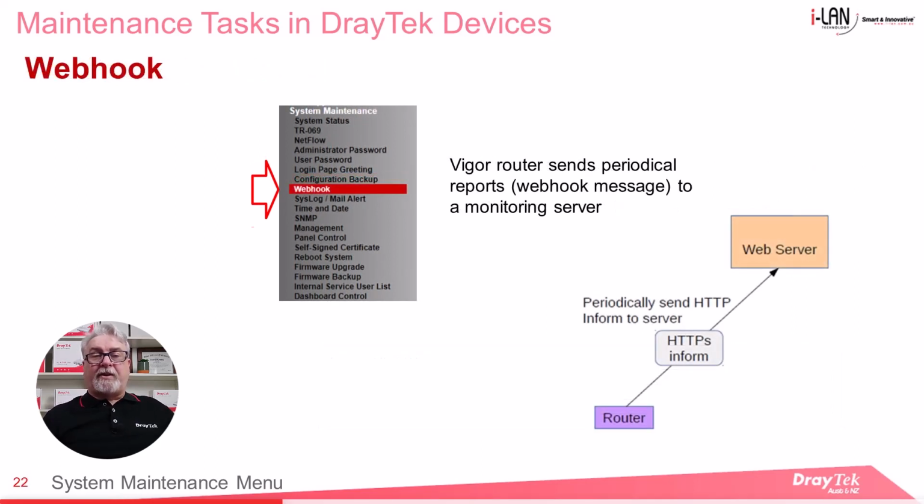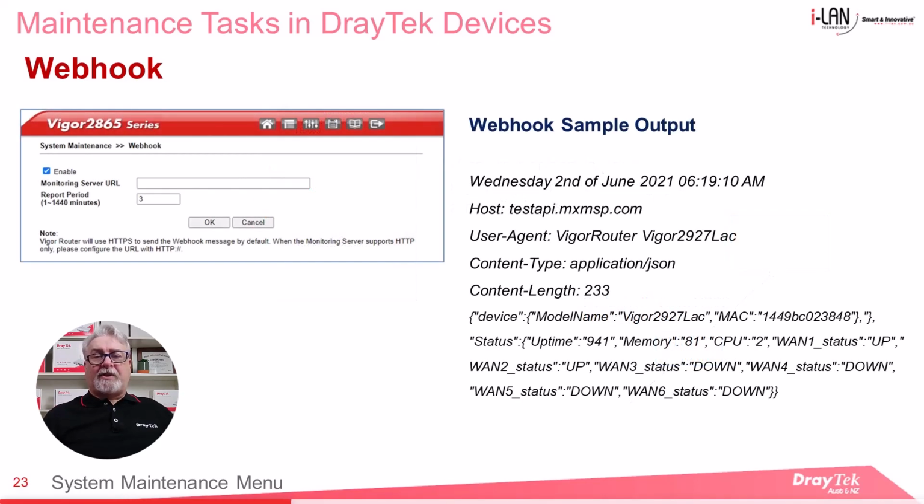Webhook is a new feature that has been added. It allows the Vigor router to send periodical reports, that is, webhook messages, to a monitoring server. The information sent includes the router model, MAC address, uptime, memory and CPU usage, and WAN status. Here we have a sample of the type of output you can see using Webhook. In the router, it's just a matter of enabling this function and specifying the server URL to receive the reports.